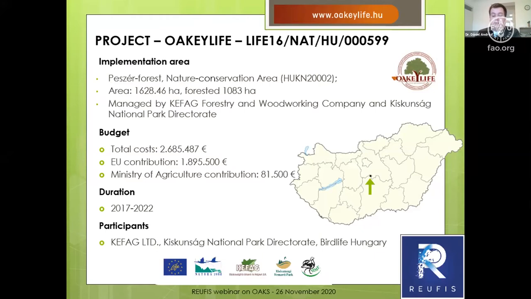1,600 acres. The forested area is near 1,100 acres. The main part of the forested area is managed by KEFAG Ltd., a Hungarian state forestry company, and a smaller part is managed by the Kiskunság National Park Directorate. This is a Hungarian state national park. The manager of the project is KEFAG Ltd., and we have two consortium partners: the Kiskunság National Park Directorate and BirdLife Hungary.